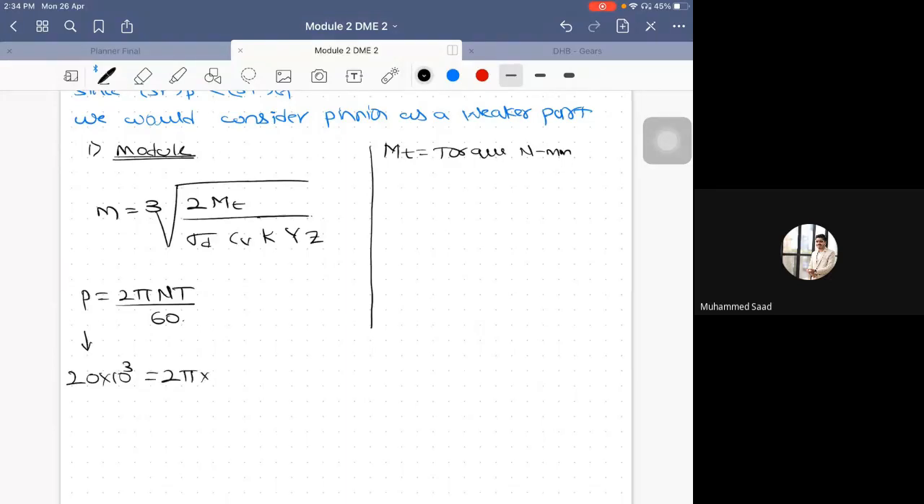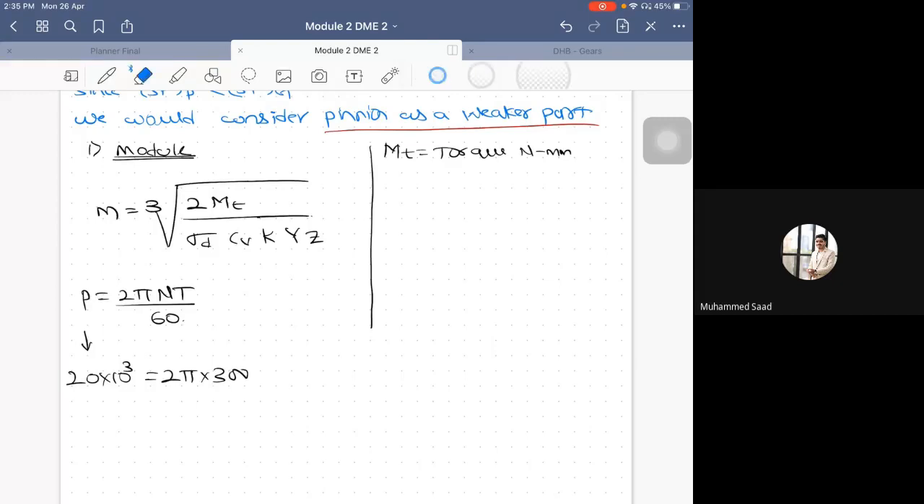Now, N in the sense, which one you have to take? Whether you have to take the gear RPM or the pinion RPM? You have to take the pinion. Pinion, very good. Always take the pinion parameters. Why? Because you have decided the pinion to be the weaker part. Wherever a parameter is being asked, take the pinion parameter just because you have decided it to be the weaker part. Now, what is the speed of the pinion then? 300 RPM.